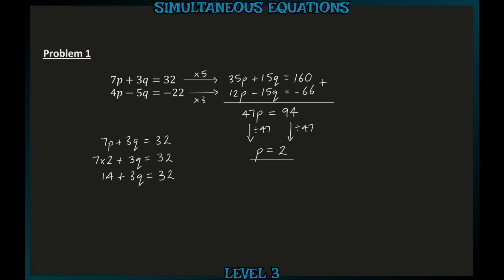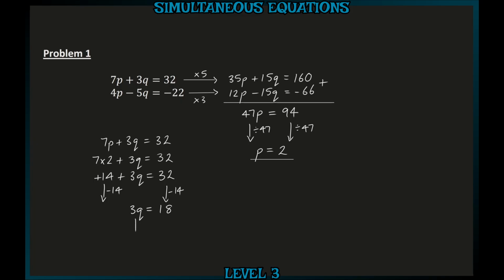And we can now solve this. So first on the left, we want to remove the 14, and this is a positive 14. So to remove it, we subtract 14 from the left and do the same on the right. And on the left, the plus 14 and the minus 14 cancel out to leave us with 3q, and on the right, 32 minus 14 gives us 18.